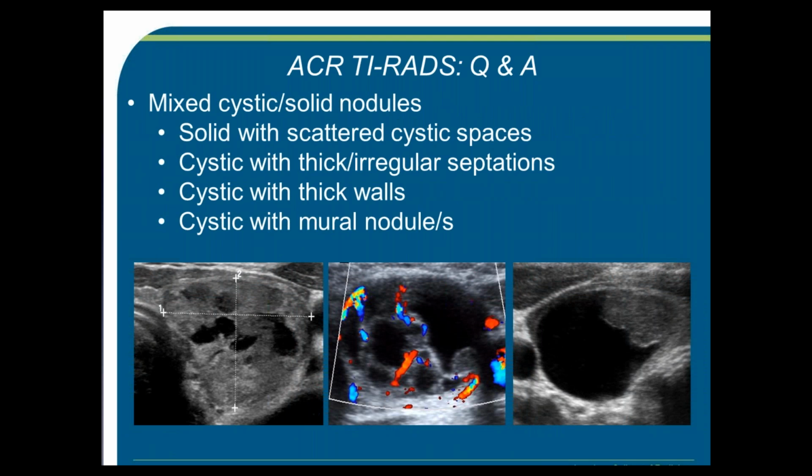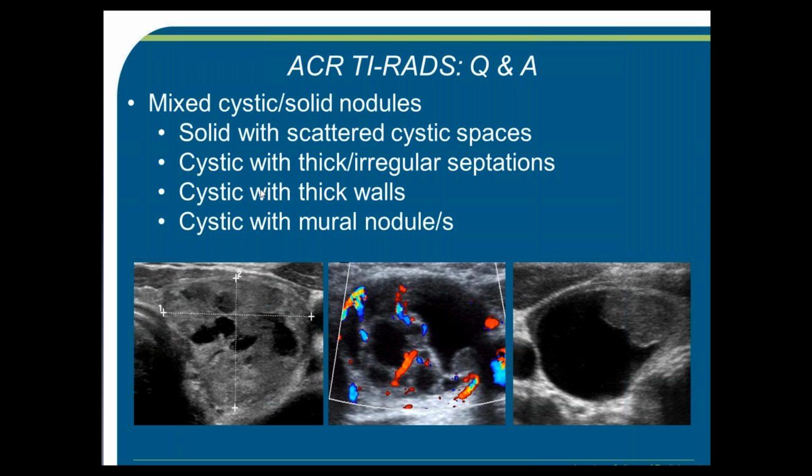Mixed solid and cystic nodules, in distinction from spongiform nodules, tend to appear in 4 discrete categories. Many of them, I would say most of them, are solid with scattered cystic spaces, and that's what we're seeing here. They can also be cystic with thick or irregular septations. That's what we're seeing here.